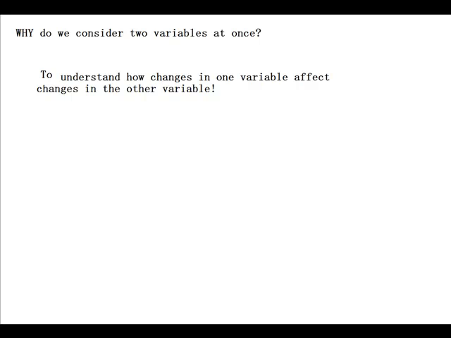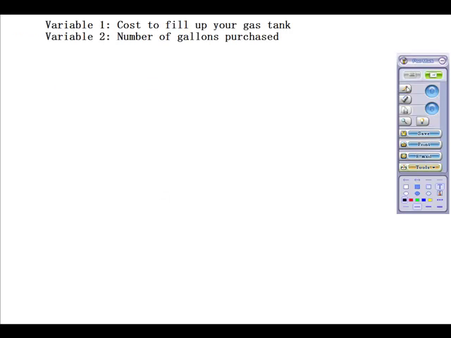To summarize the question, why do we consider two variables at once? The possible answer is to understand how changes in one variable affect changes in the other variable. So take time and the distance of the crab. We want to understand how time affects the crab's distance. Maybe we don't really care that much in this particular example, but that's generally what we want.